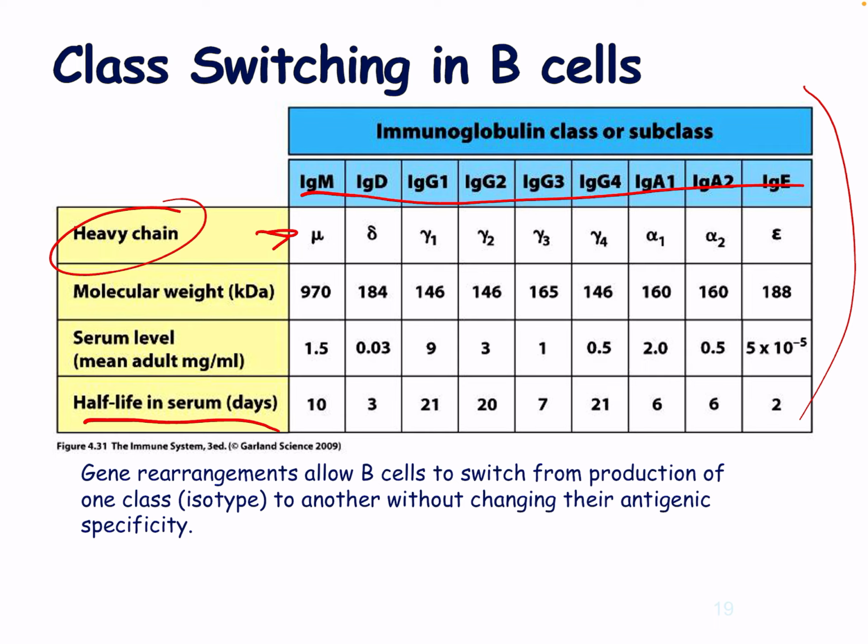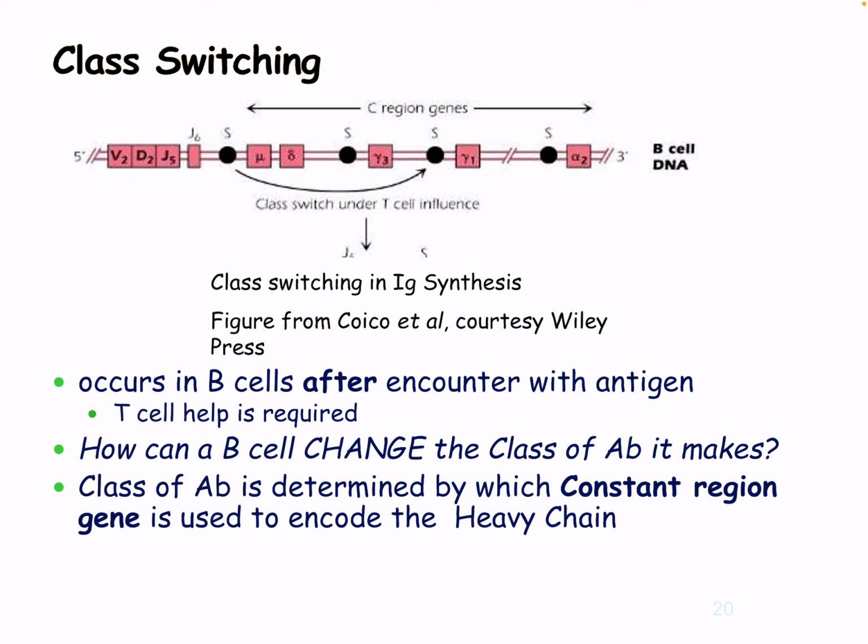But yeah, gene rearrangements allow B cells to switch from production of one class, which starts with IgM and IgD on the cell, and then will switch with the help of T cells once it binds to antigen. So class switching occurs in B cells after encounter with the antigen. T cell help is required through T helper cells.